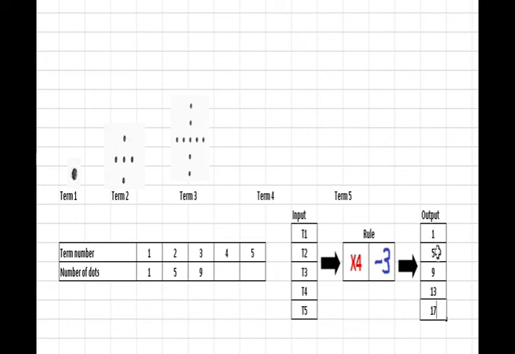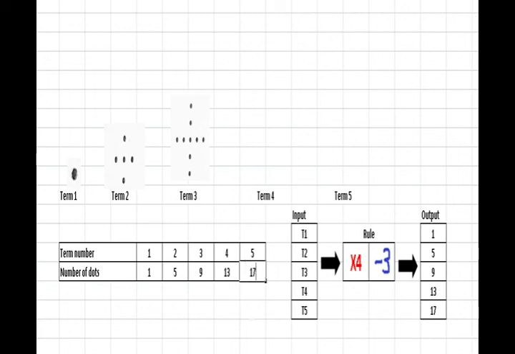Okay, in term 1, there's 5 dots, in term 2, there's 9 dots, in term 3, there should be 13 dots in term 4, and there should be 17 dots in term 5. Okay, we can also fill those numbers in our table, which is on the left.